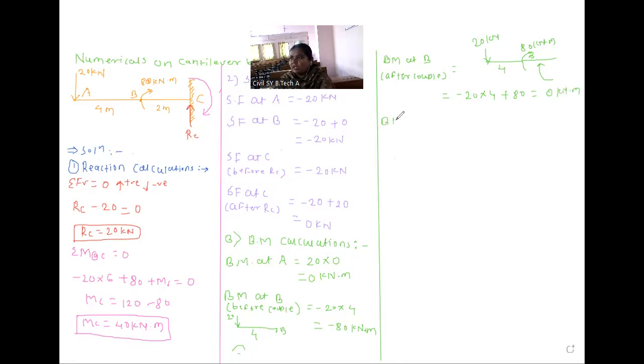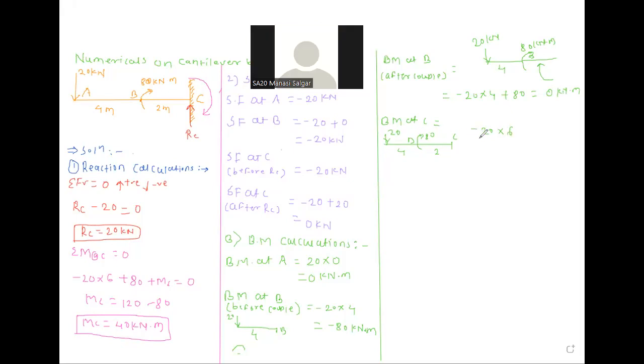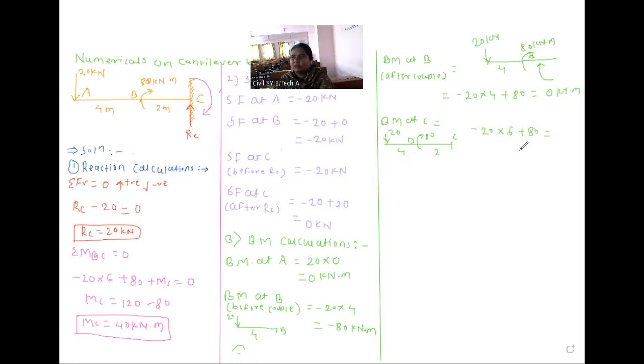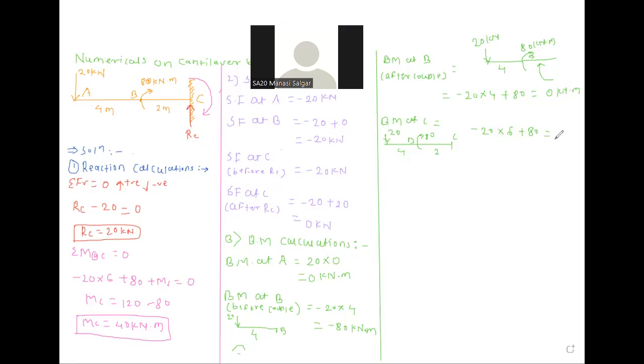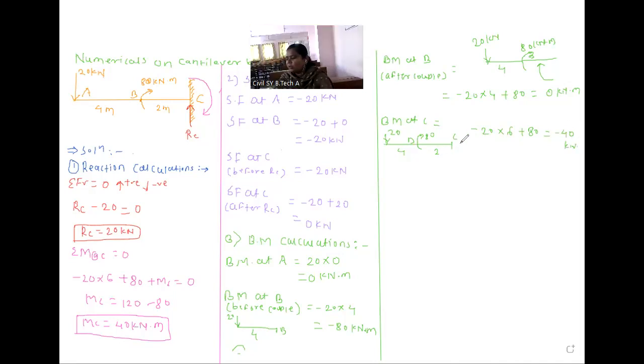And the last step remaining is bending moment at C. For this, we will consider the total beam. Here 20 kilonewton force is applied at A point, 80 kilonewton meter moment is there. This span is 4 meter, this span is 2 meter. So this 20 pushes downward, so minus 20 into, now you tell me the perpendicular distance, how much? 4 plus 2, because we have to find the moment at C. So into 6. After that, this 80 pushes upward, so plus 80. Minus 20 into 6 plus 80 is equal to how much? Minus 40 kilonewton meter. So these are the bending moment calculations.